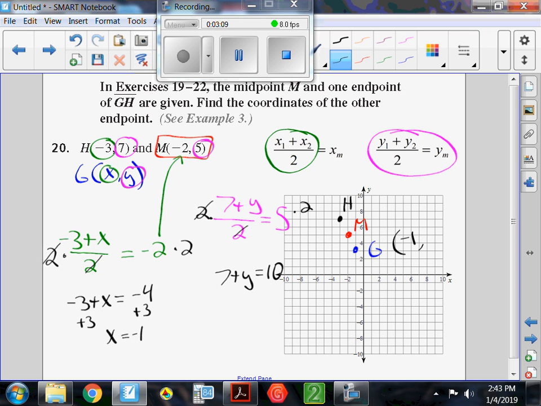If I multiply by 2 on the left, I have 7 plus y, because I have 7 plus y multiplied by 2 and divided by 2, which just gives me 7 plus y. On the right, I have 5 times 2, which is 10. If I subtract 7, I get y equals 3. And so 3 would be the other coordinate for my point G at -1, 3, which is what we see on the graph.